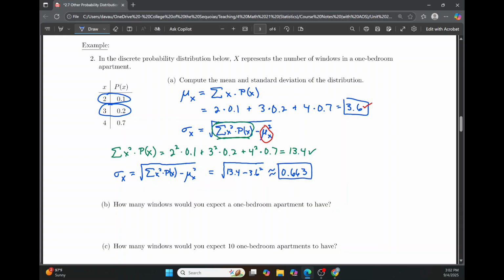Okay, so that's how we would compute the mean and the standard deviation of just a generic discrete random variable. Parts B and C both ask some follow-up questions. Part B says, how many windows would you expect a one-bedroom apartment to have? Well, the average number of windows in a one-bedroom apartment is 3.6, but you can't have 0.6 windows in an apartment, right? So how many windows would you expect the apartment to have? We would just round up and say 4, right? We would expect the apartment to have 4.